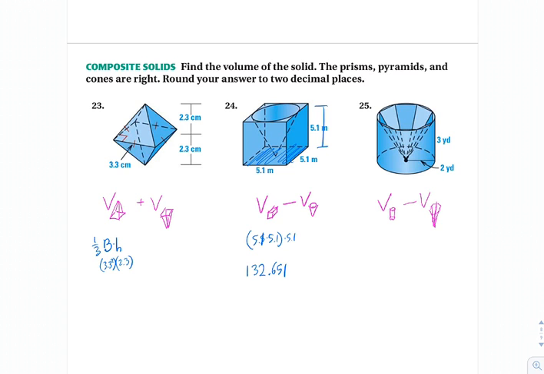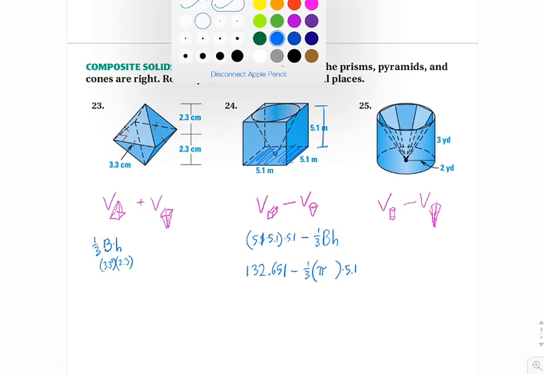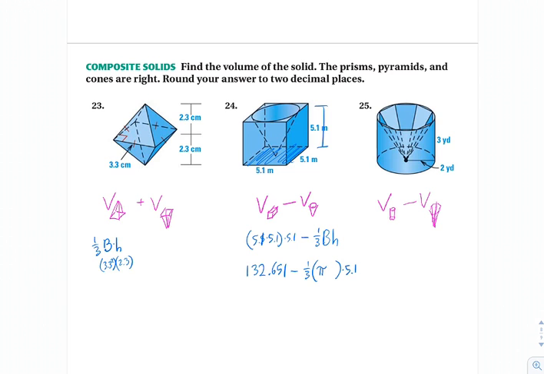We're going to take away 1/3 area of the base times the height. So minus 1/3, and we need pi r squared times the height of 5.1. So we just got to find r here. Well, we know that this square is 5.1 across, and this circle appears to be tangent, and that's one of the assumptions we can make in geometry. If it appears to be tangent, it is. So that means the diameter is 5.1. So half of 5.1 is 2.55. Just to double check that.